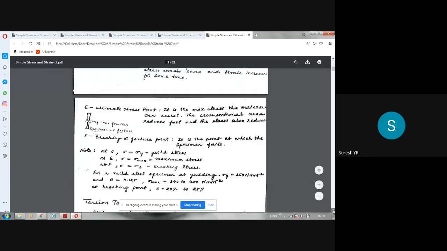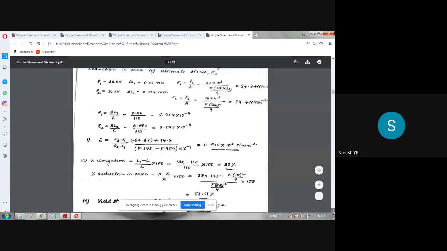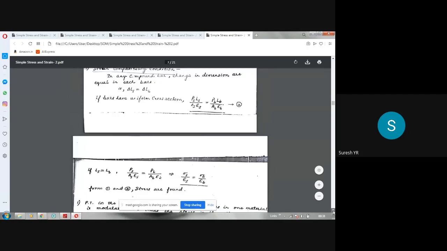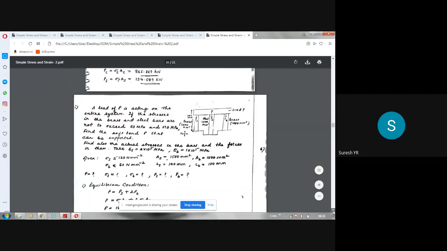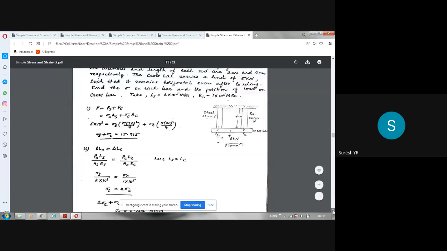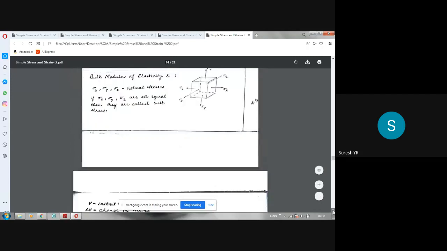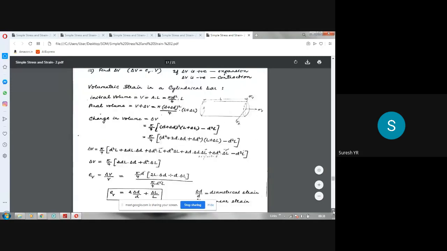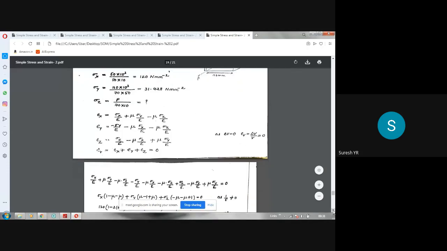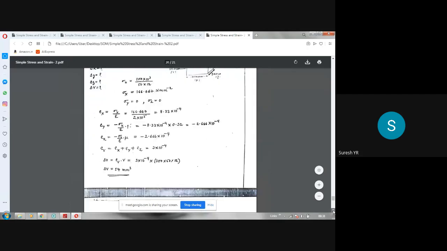So we have discussed generalized Hooke's law and problems related to it. Then problems on finding the change in volume when a rectangular block is subjected to stresses in all three directions, and also elongations in the three mutually perpendicular directions. All those problems we have discussed in the last class.